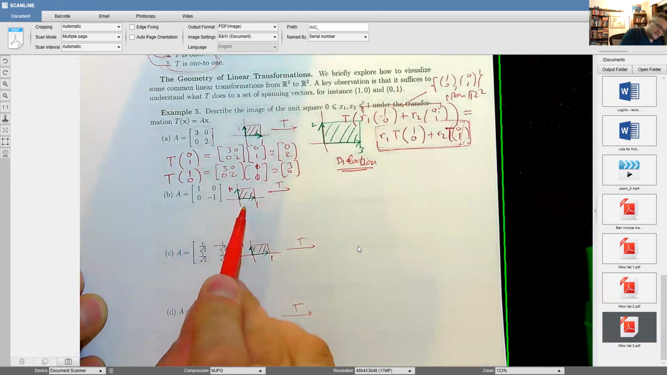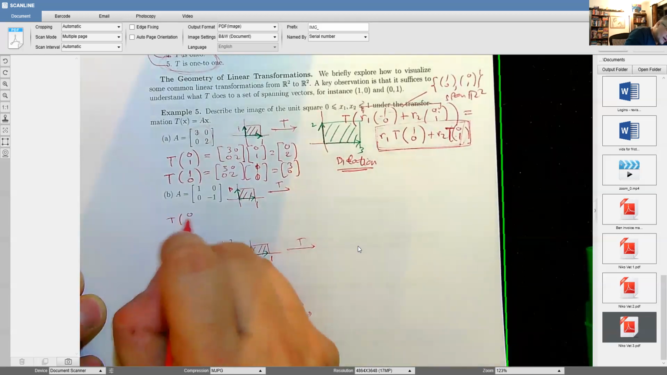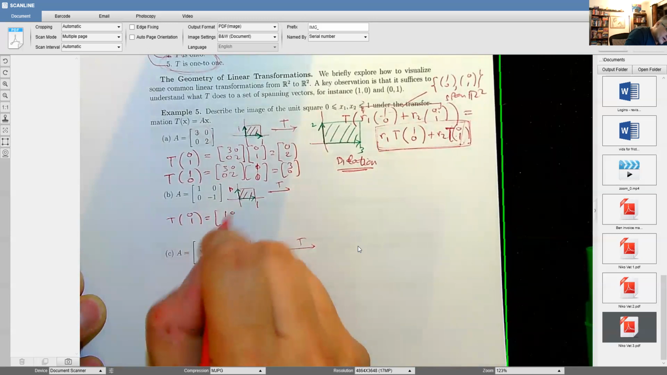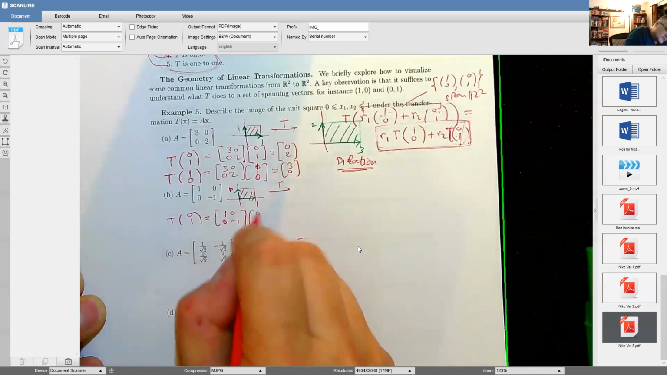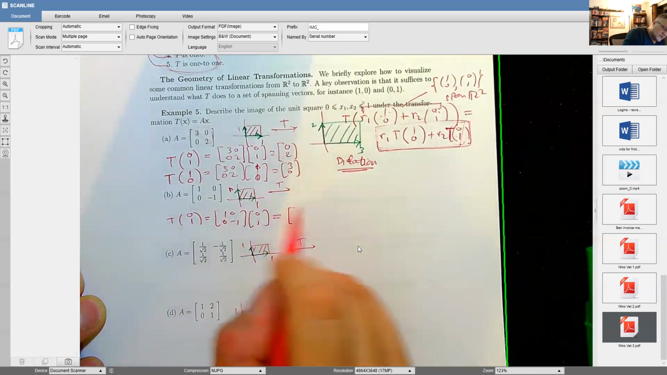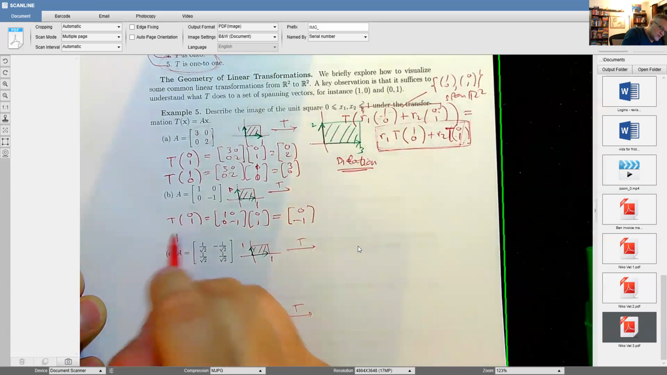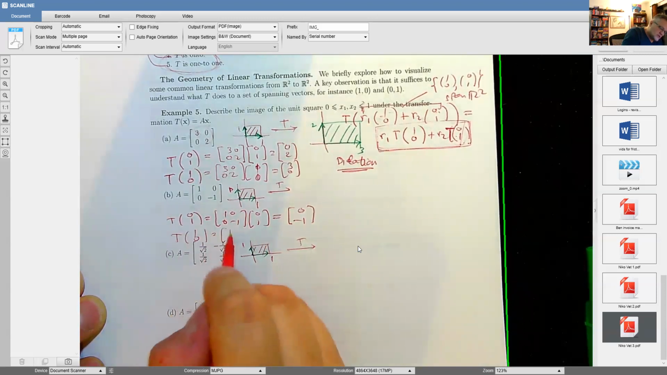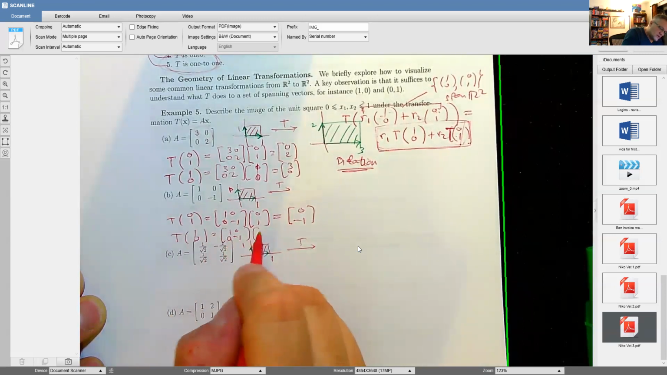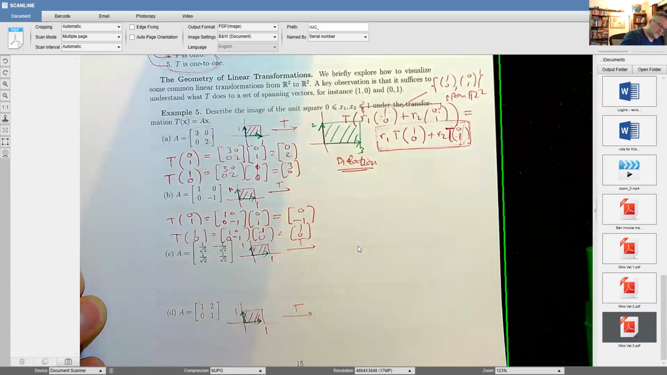All right. If you do exactly the same thing here, T of (0, 1) is this matrix times (0, 1), right? But that's equal to (0, negative 1). And T of (1, 0) is just this matrix times (1, 0). That's equal to (1, 0). All right, so what does that say?